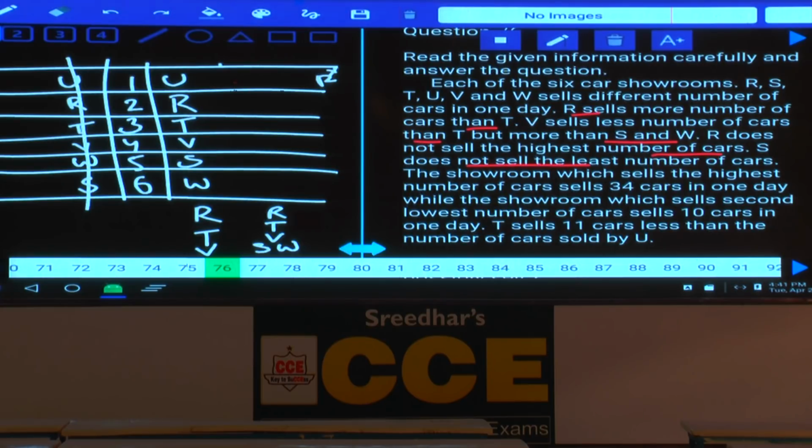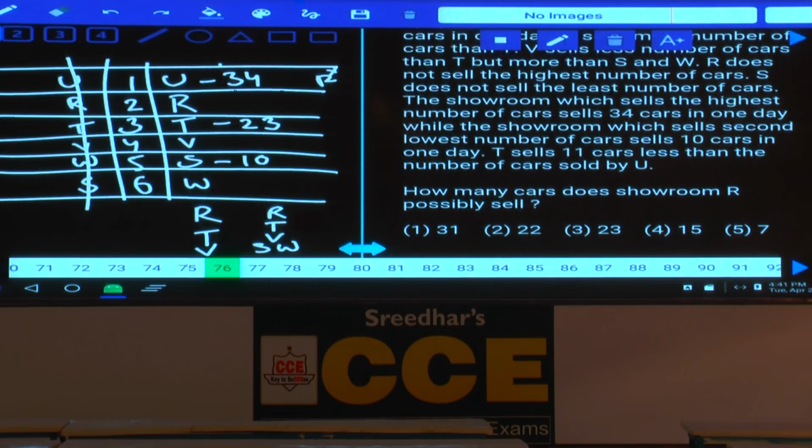In this one, the showroom which sells the highest number of cars sells 34 in one day, while the showroom which sells the second lowest number of cars sells 10 cars in one day. T sells 11 cars fewer than U. T is 11 less than the maximum U, that is 34 minus 11. It must be how much? 23.